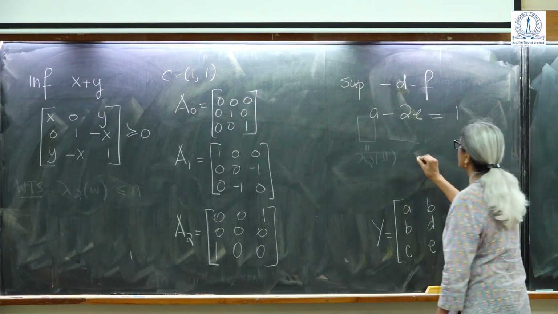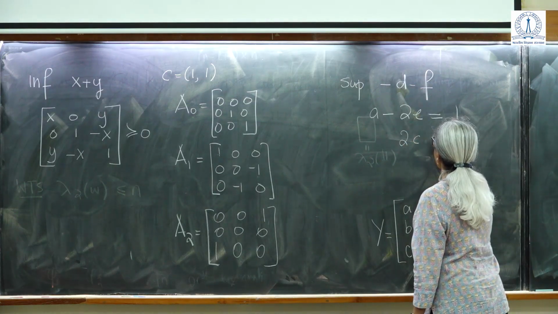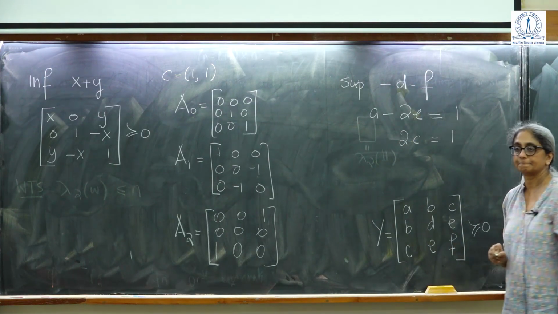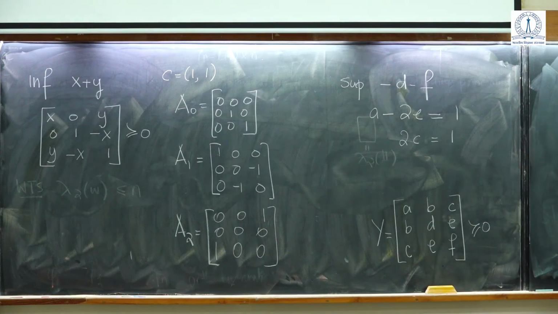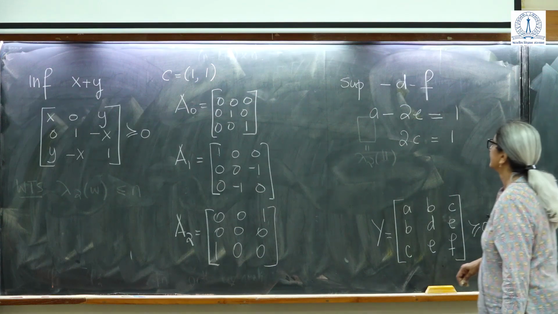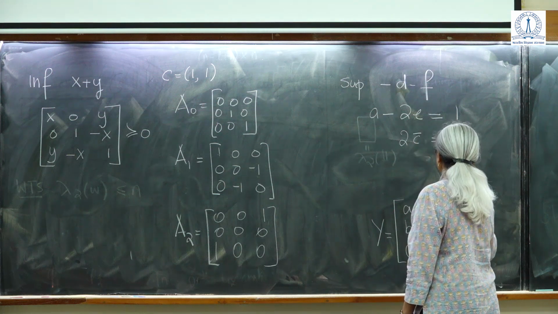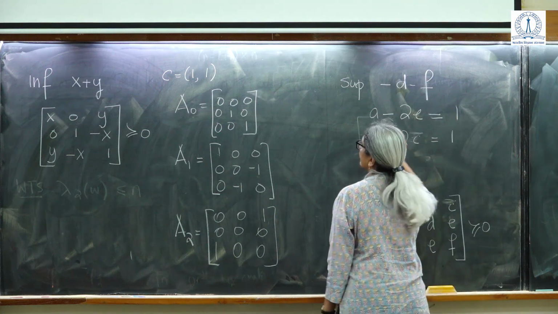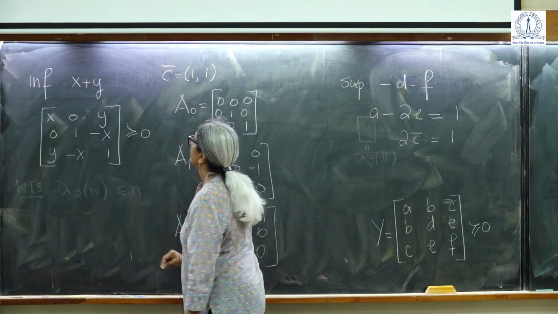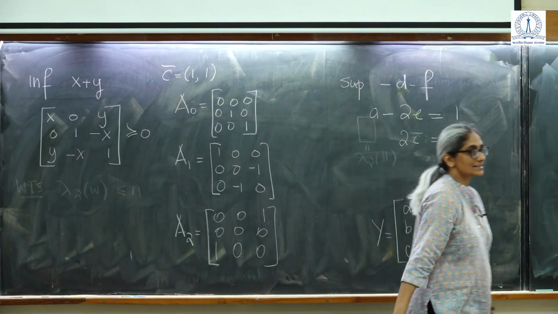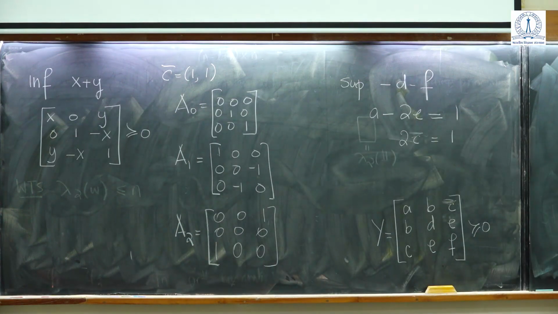The next one is 2C equal to 1. Is everybody okay? Did you get what's happening? Okay. So this is what's happening. Sorry. Yeah, it's not that C. Let's put a bar on that one. It's not the same C. It's a different C. Okay?